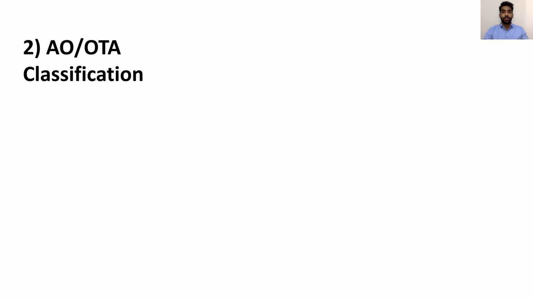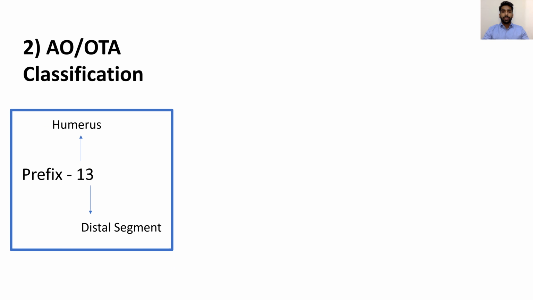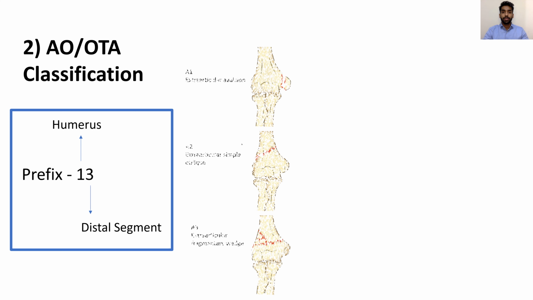Coming to the second classification, which is the AO classification. The AO classification for supracondylar humeral fractures will always have a prefix of 1-3, where 1 denotes the humerus and 3 denotes the distal segment. Thereafter, it is subclassified into A1, which is an extra-articular avulsion fracture. A2 is extra-articular simple oblique. A3 is extra-articular fragmentary wedge.